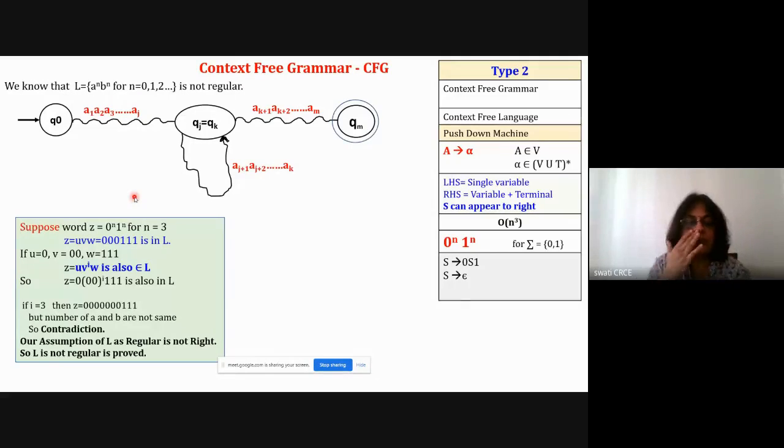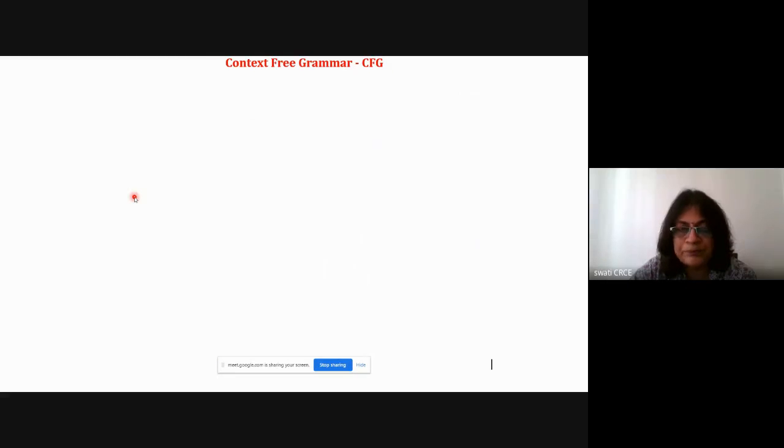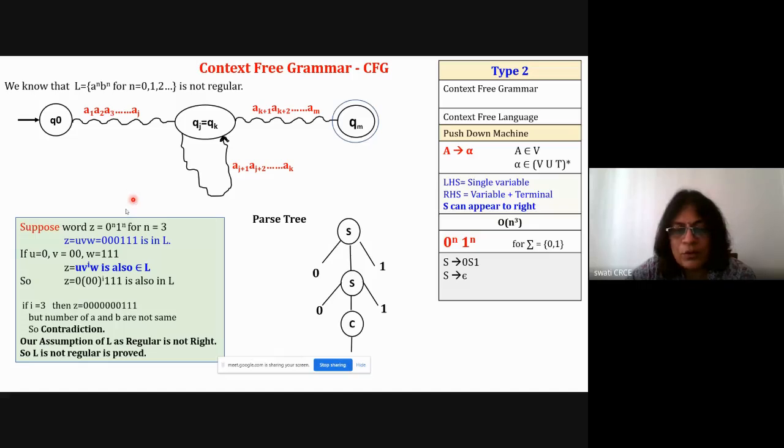So the pumping lemma is used to prove that a given language is not regular. It is not used to prove that the given language is regular, but it is used to prove that the given language is not regular. Okay, so this way we go ahead with the context-free grammar, and this is the parse tree for 0 and 1. So see this parse tree and just keep in mind that 0 S 1 and then 0 S 1 any number of times, and then to end the recursion it is epsilon.